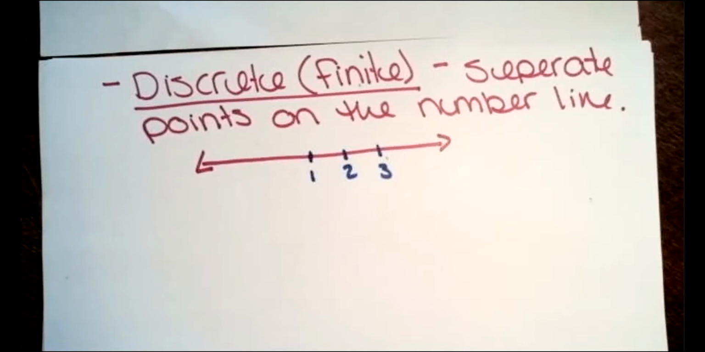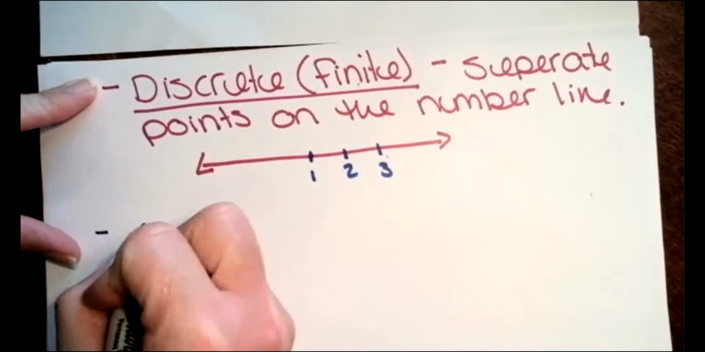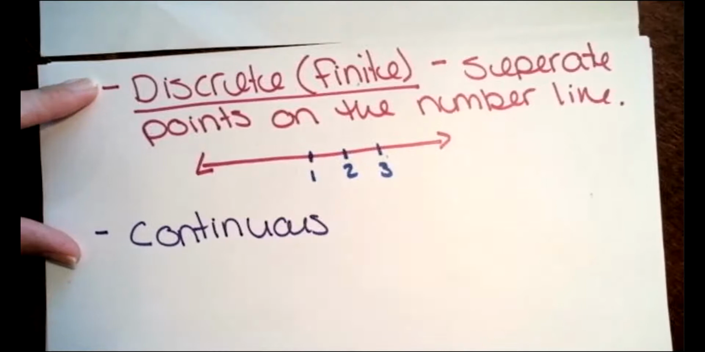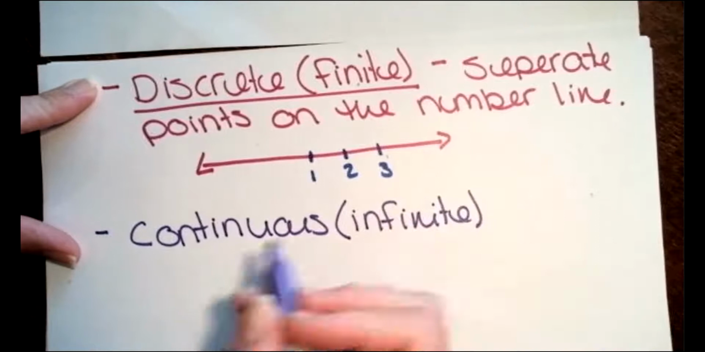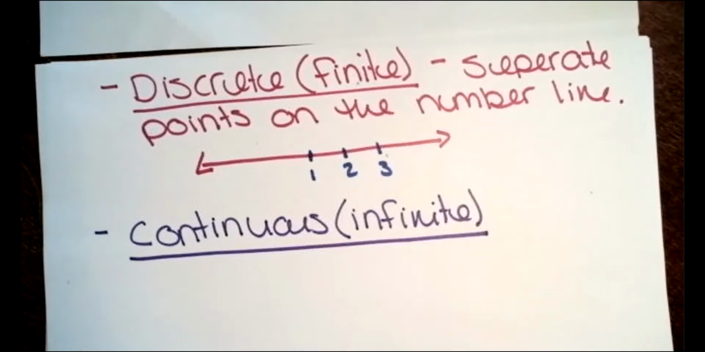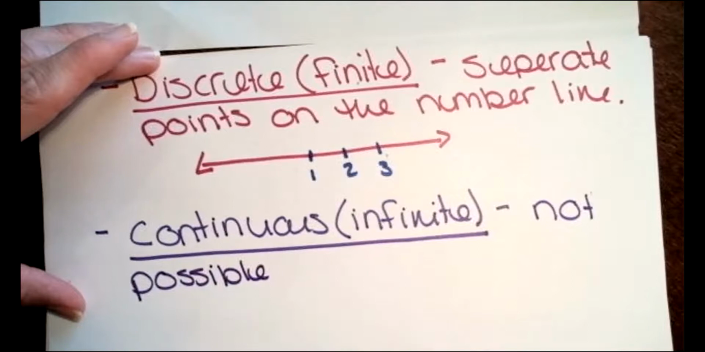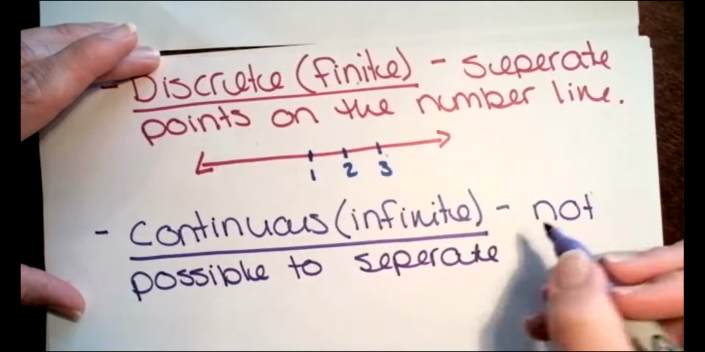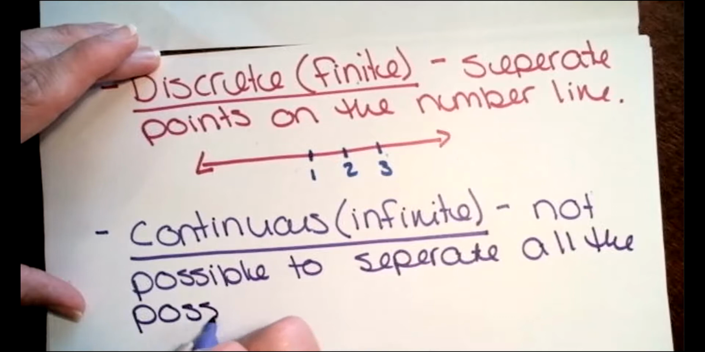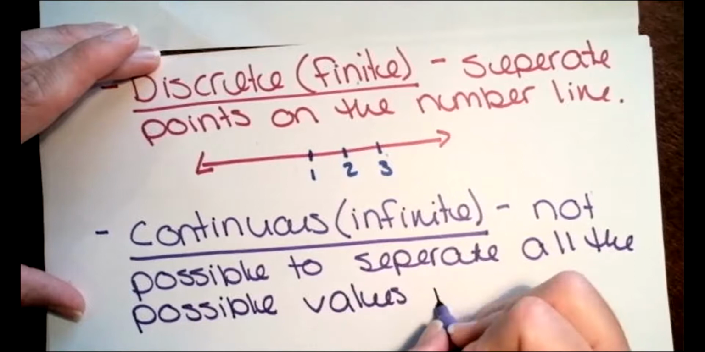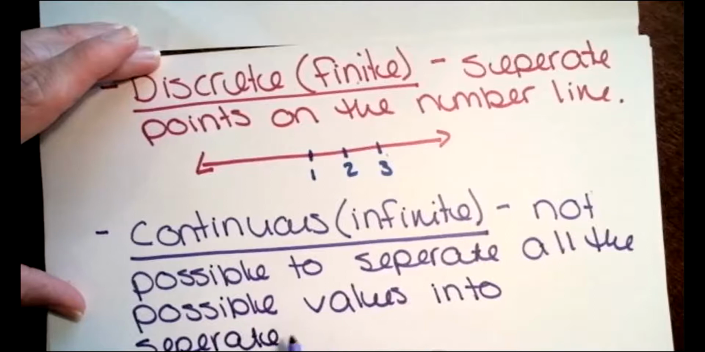The other type of numerical data, I'm gonna get a different color. I just feel like being colorful this afternoon. And this is going to be continuous. So we have continuous data, or it's infinite. So this is not countable, meaning you can't just separate the points on a number line. I'm gonna write it out and then I'll show you on the number line what that looks like. So here it's not possible to separate all the possible values into separate points on the number line.